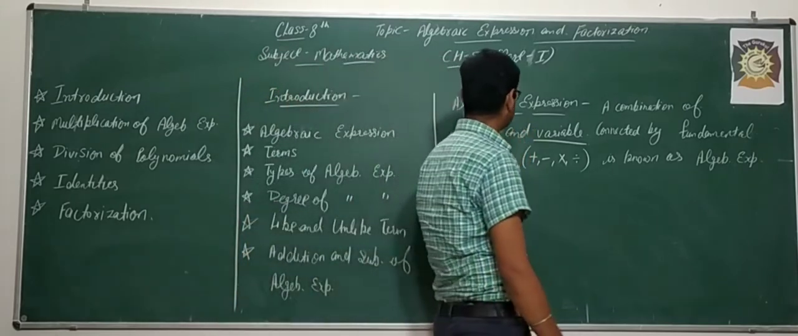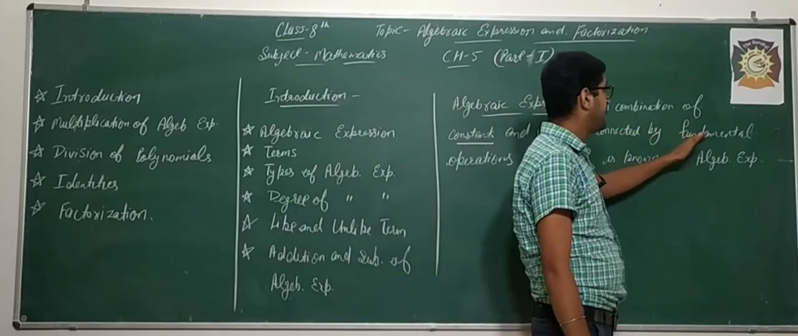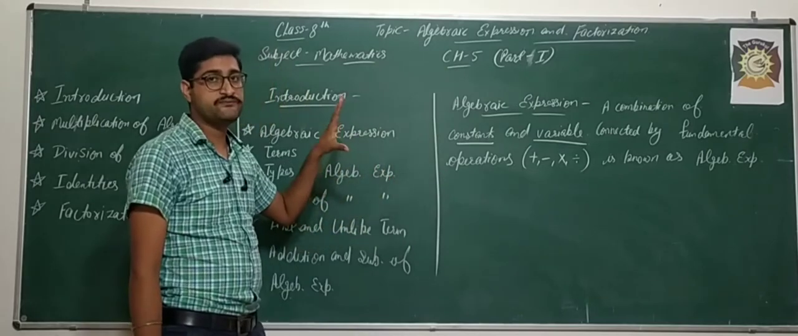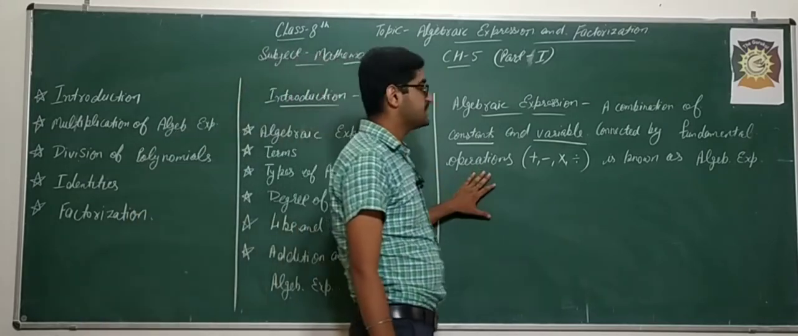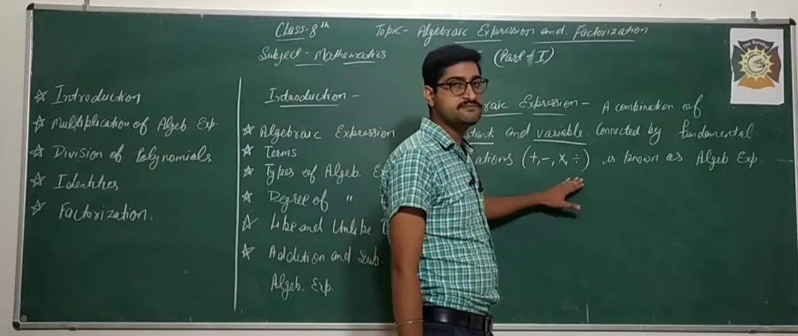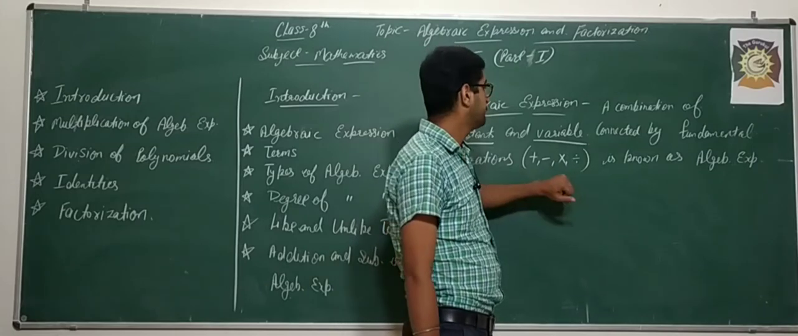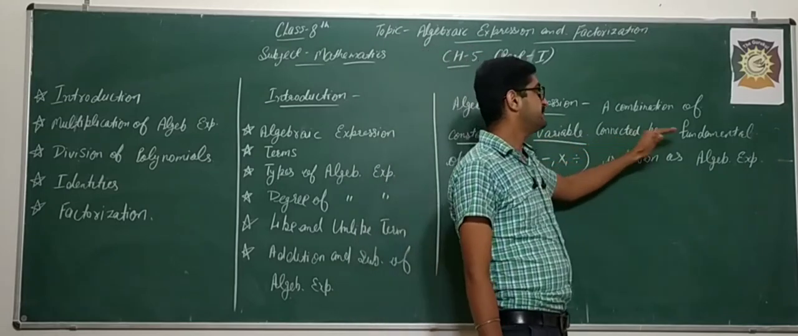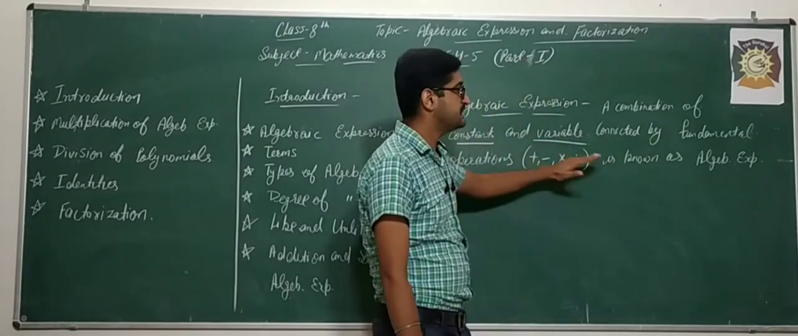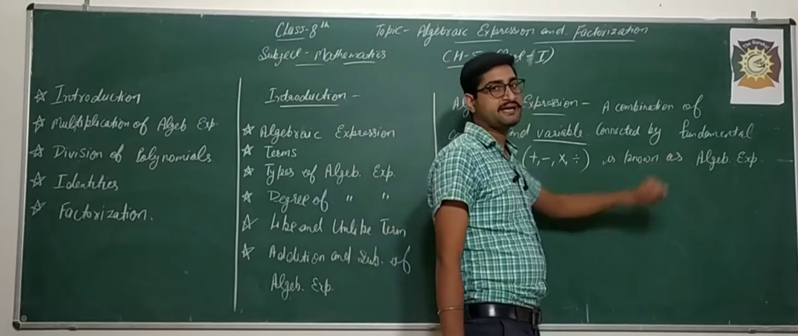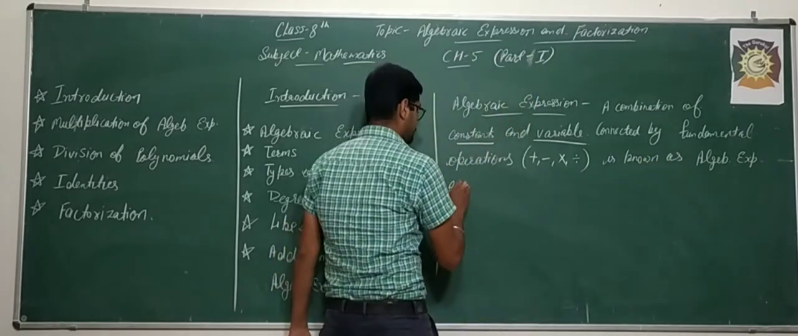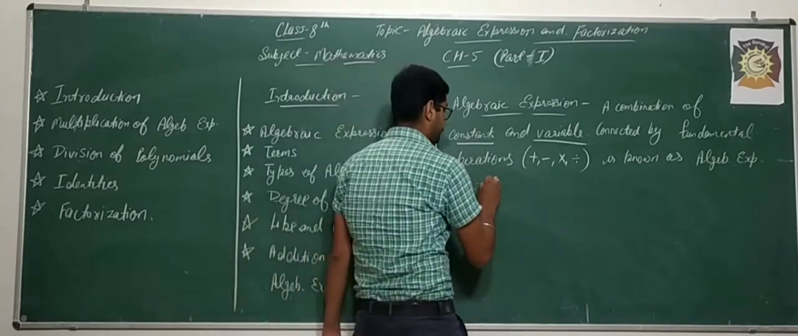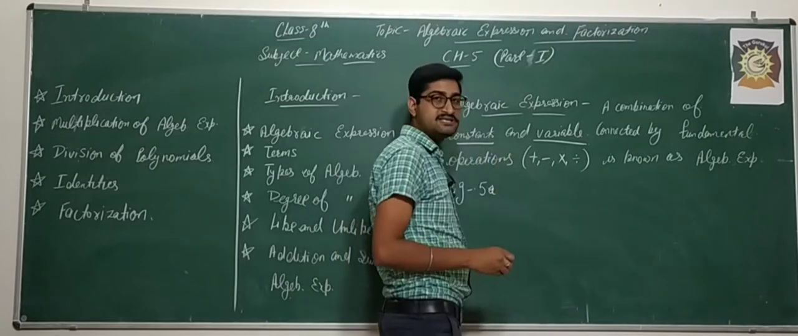Now a combination of the constant and the variable connected by fundamental operations. Now in maths there are four fundamental operations: plus, minus, multiplication and division. So a combination of the constant and variables connected by the fundamental operations is known as algebraic expression. I am giving you some examples. You can see here, like 5a, it's an algebraic expression.